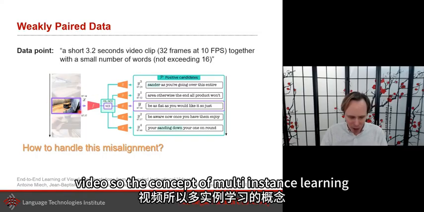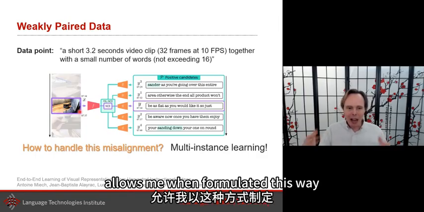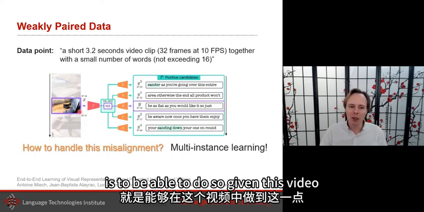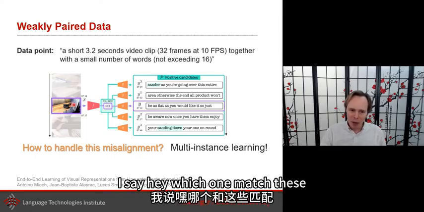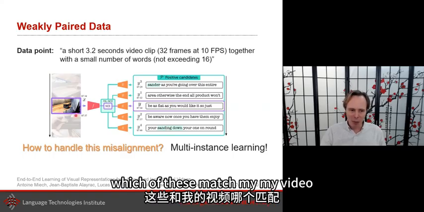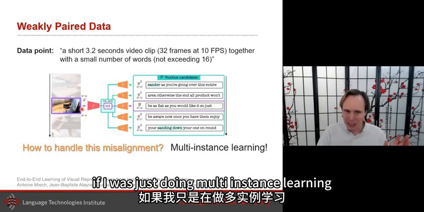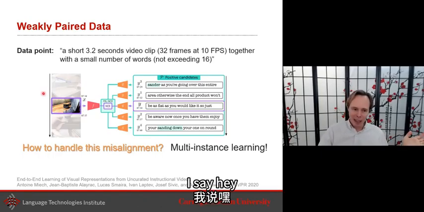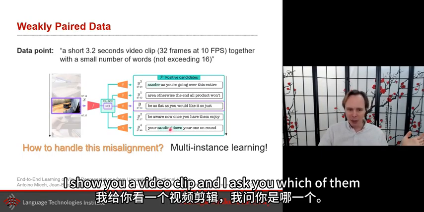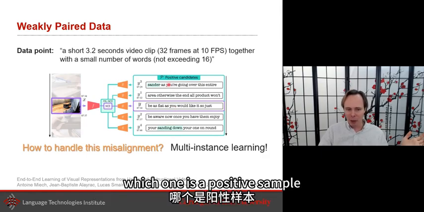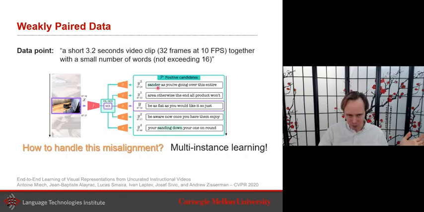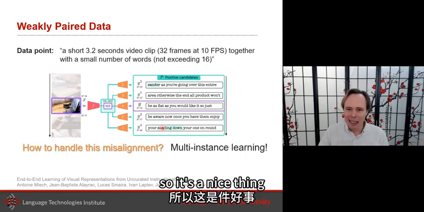The concept of multi-instance learning, when formulated this way, allows me, given this video, to ask which of these utterances match my video? And if I was just doing multi-instance learning, that could be my task. I show you a video clip and I ask you which one is a positive sample. So it's a nice thing.